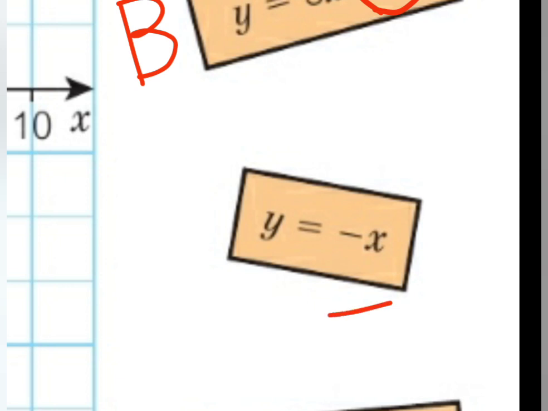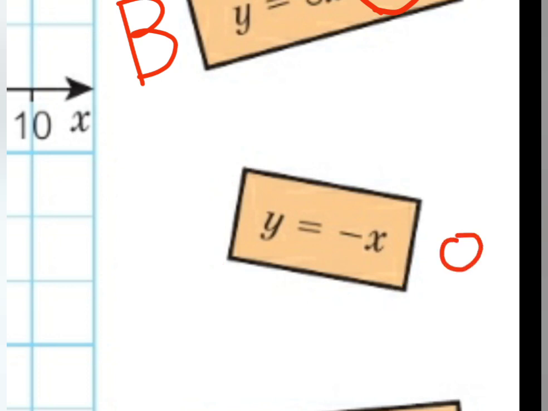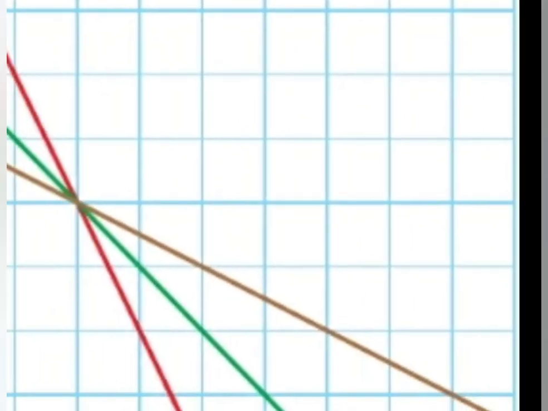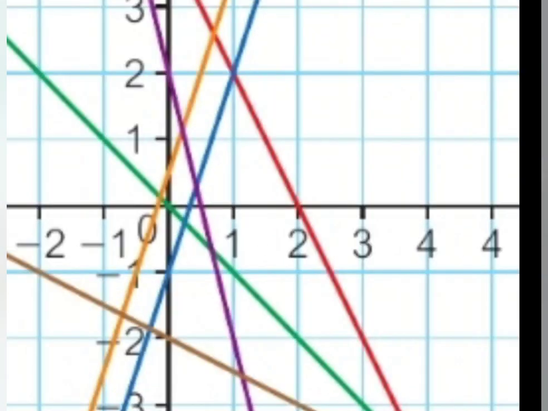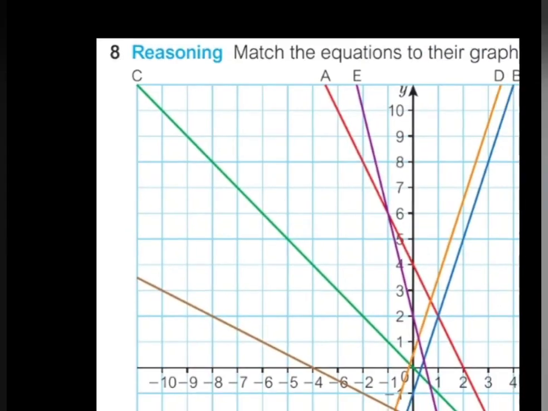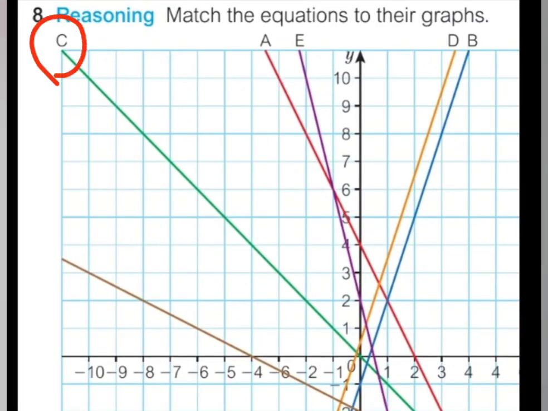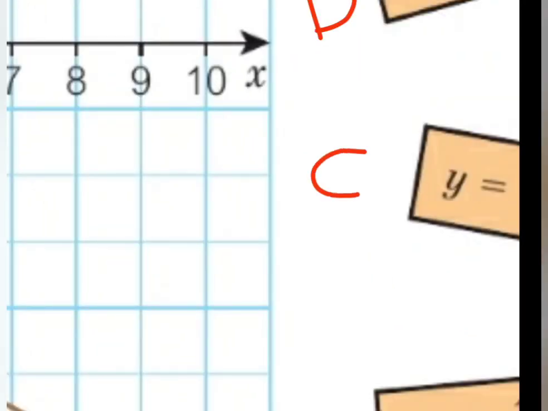Now, the next equation is this one. As you can see here, there is no y-intercept. So the y-intercept is what? It's 0. Very good. So it means it's crossing the 0 point. Now let's take a look at the 0 point here. As I can see, the 0 point is crossed by the green line. So I will write the green line, which is C. Very good. So I come to the equation and write C.